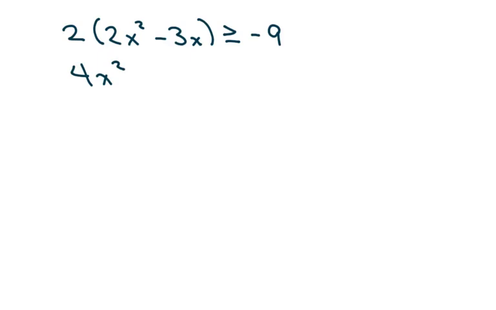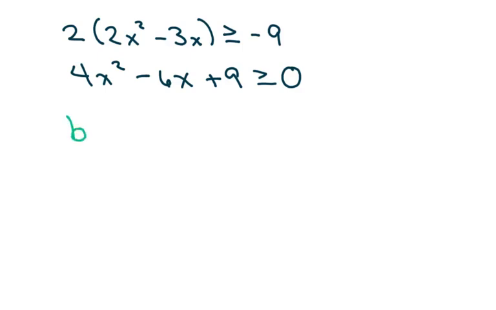Okay, the last one is like the first one we did. We have 2 times 2x squared minus 3x is greater than or equal to negative 9. So I'm going to distribute here. You get 4x squared minus 6x, and I'm going to add 9 to both sides. And this is going to be greater than or equal to 0. And that would be your f of x here. So you can't factor it. That means we have to use the quadratic formula.